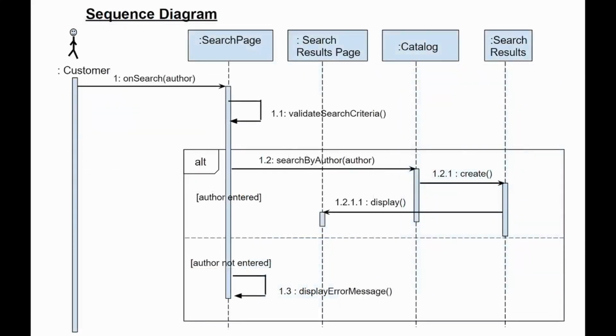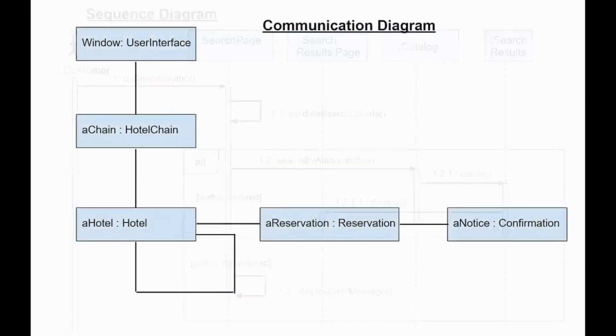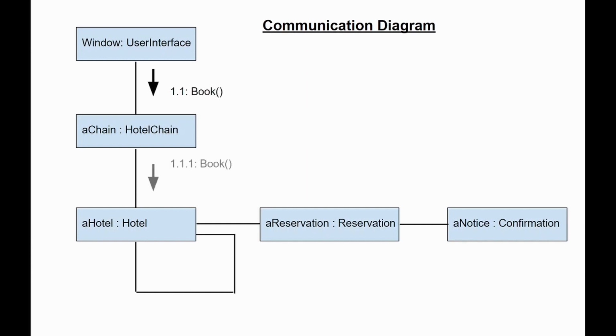Sequence diagram models the interaction of objects based on a time sequence. It shows how objects interact with each other in a particular use case. Similar to sequence diagram, the communication diagram is also used to model the dynamic behavior of a use case. When compared to a sequence diagram, communication diagram focuses more on showing object collaborations rather than the time sequence. In fact, communication diagrams and sequence diagrams are semantically equivalent, and one can be generated from another.